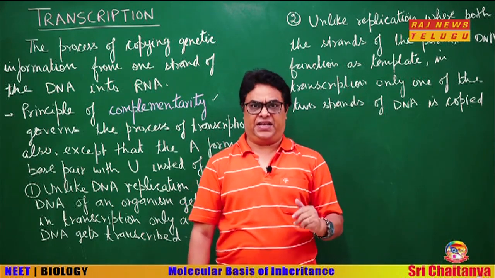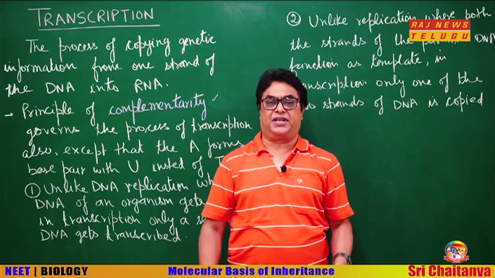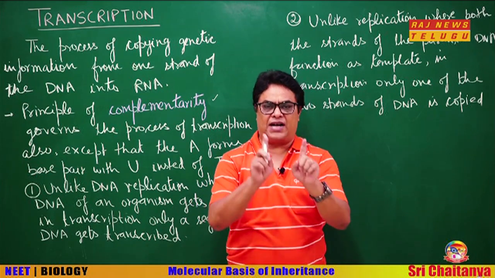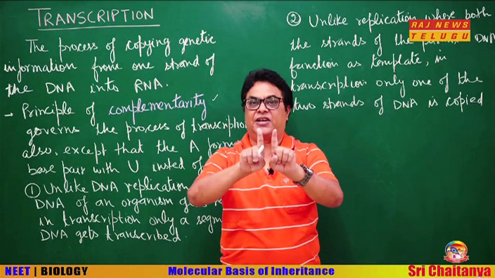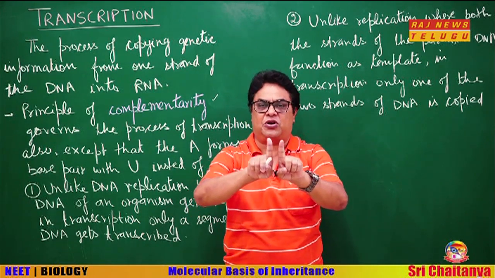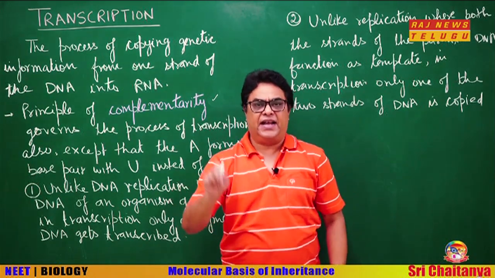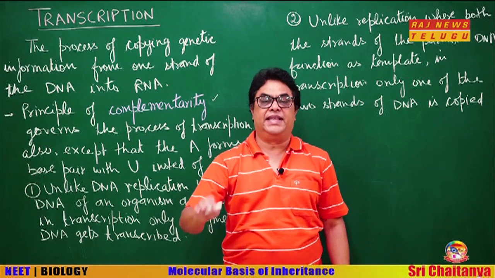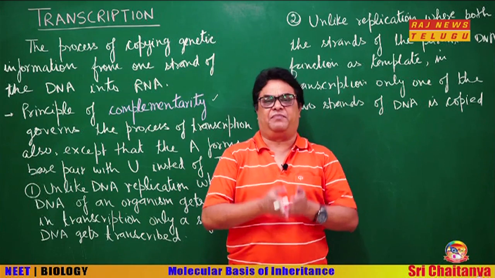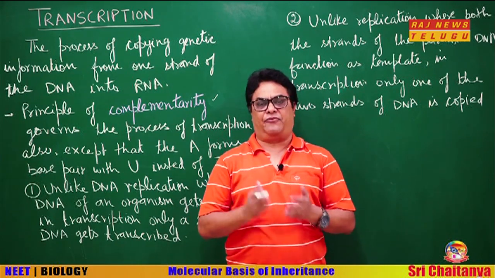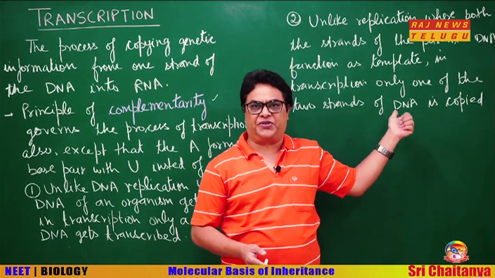And second reason: if both strands of DNA simultaneously undergo transcription, then what will happen? The two RNA will be produced simultaneously, and these two RNA, as we said, are complementary. So, they will undergo complementary base pairing, resulting in double stranded RNA. And if double stranded RNA is formed, there will be no translation at all. So, even the process of transcription will become useless or futile. To avoid this, only one of the two strands of DNA participates in the process of transcription.